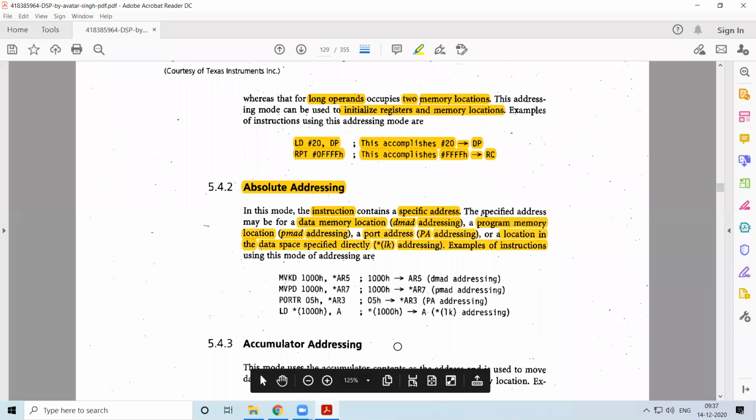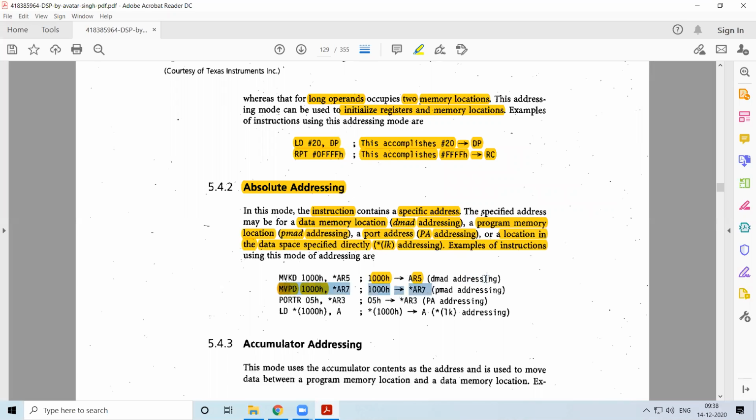So here are a few examples we can see. There is an instruction called MVKD 1000 hex, star AR5. What is happening is this 1000 hex is stored at the address in AR5. You can read star as address at, or address of this one. So AR5 in this case is telling that this is the address. So at that address you go and store this information.